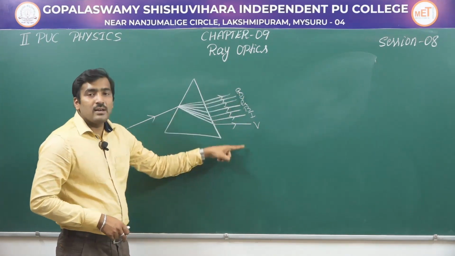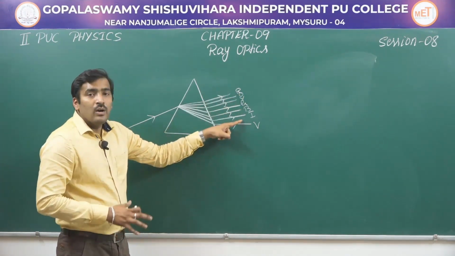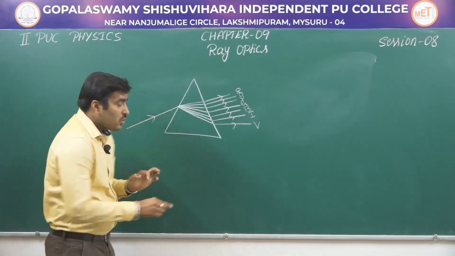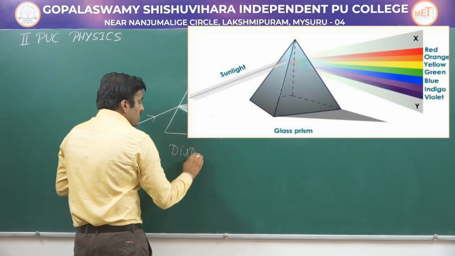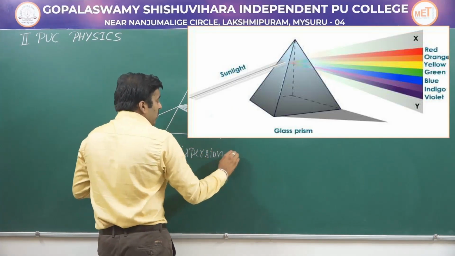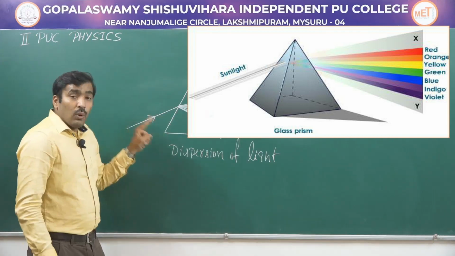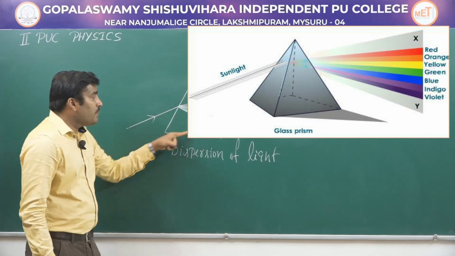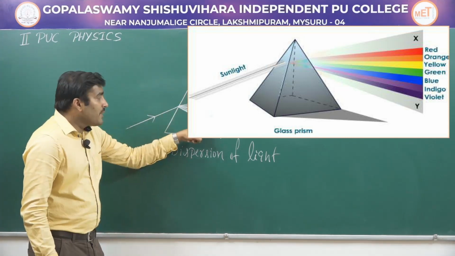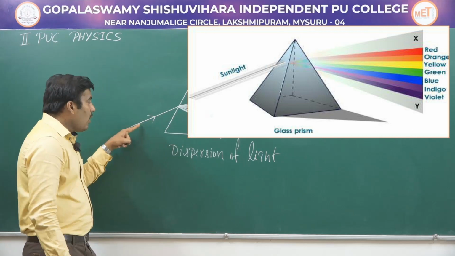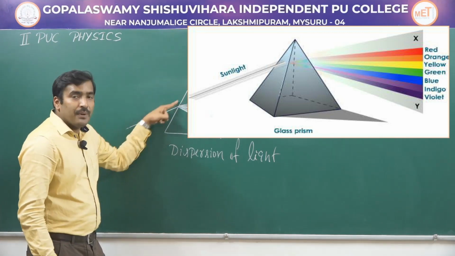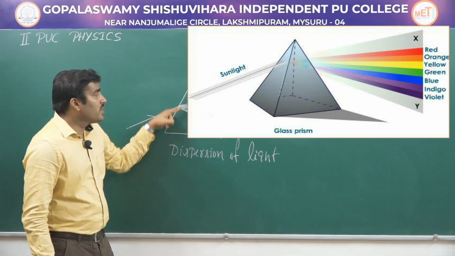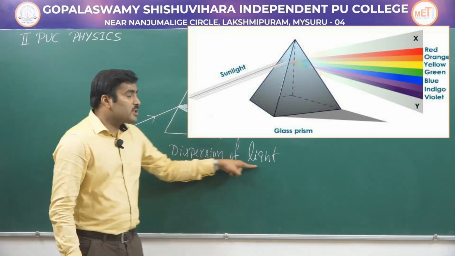So this is called a spectrum. This is nothing but a spectrum of colors. This phenomenon is called dispersion of light. So what is dispersion of light? When a composite light enters into a dispersive medium, remember, prism is a dispersive medium, it splits into 7 different colors. So this phenomenon is called dispersion of light.